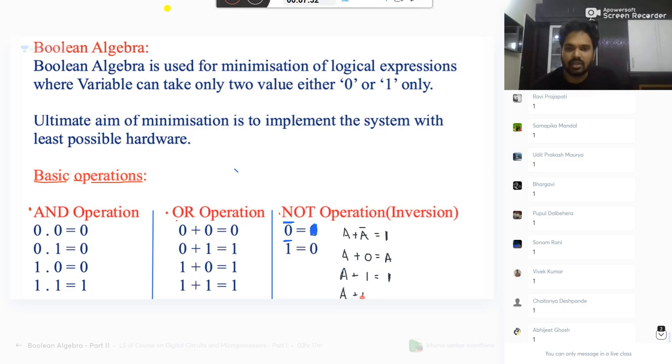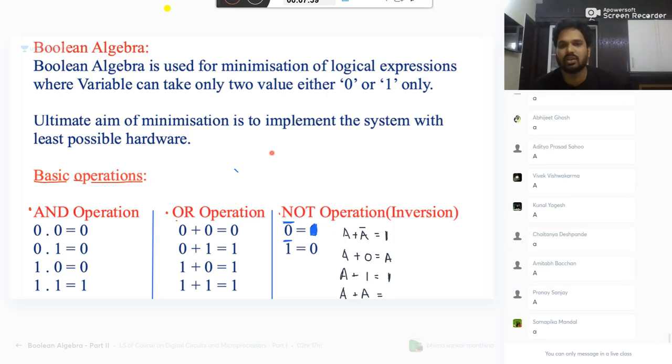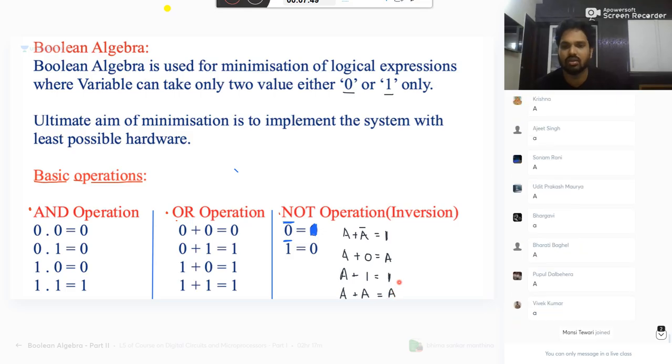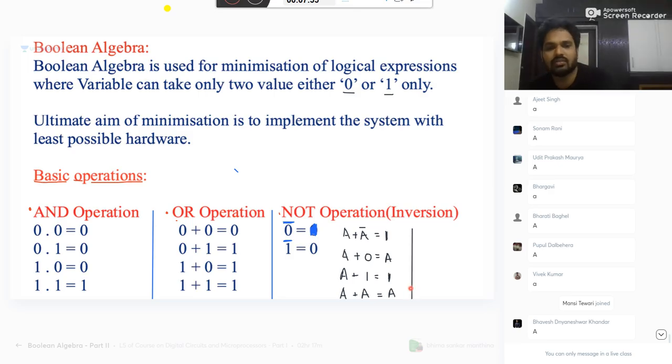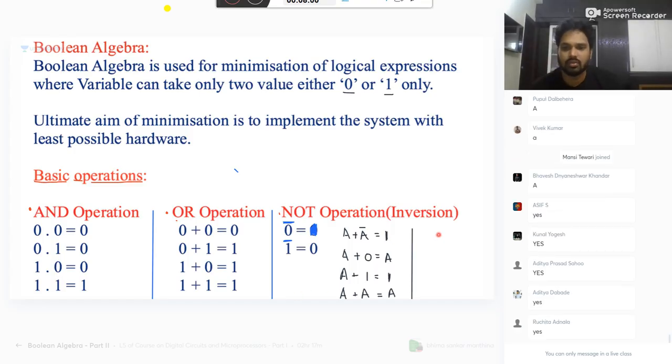Lastly, A plus A. Here your variable has 2 possibilities. What are they? 0 or 1 only. If A is 0, it is 0 plus 0, 0. If A is 1, 1 plus 1, 1. So it is A. So can I do the same analysis for the AND operation also? Definitely yes. So let's do that also.